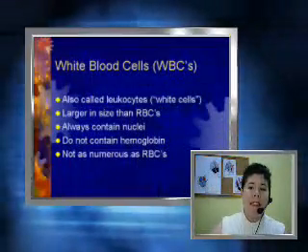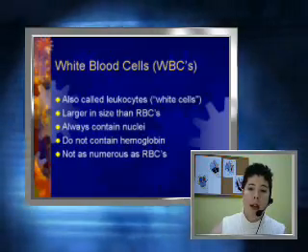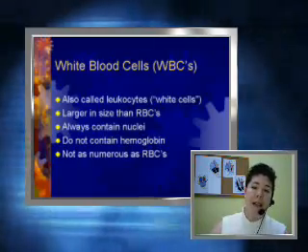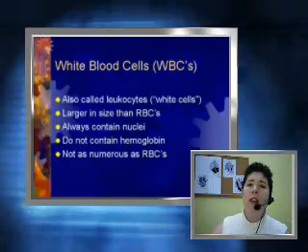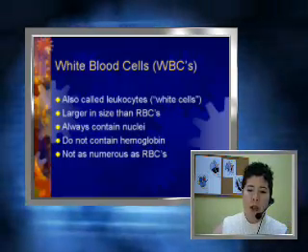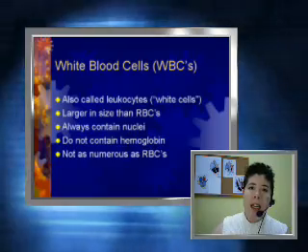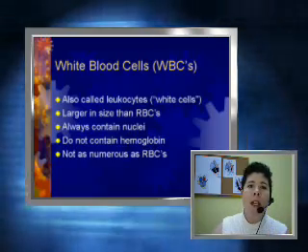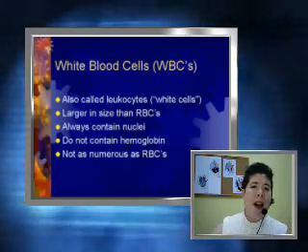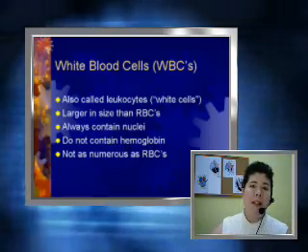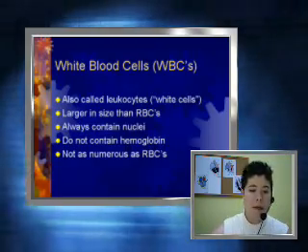Okay, so now we're going to look at our next formed element, the white blood cells, also called leukocytes, which in Latin means white cells. They are larger in size than red blood cells. They contain nuclei when they're mature. They do not contain hemoglobin, so they have no role in oxygen or carbon dioxide transport, and they're not nearly as numerous as red blood cells in the blood normally.